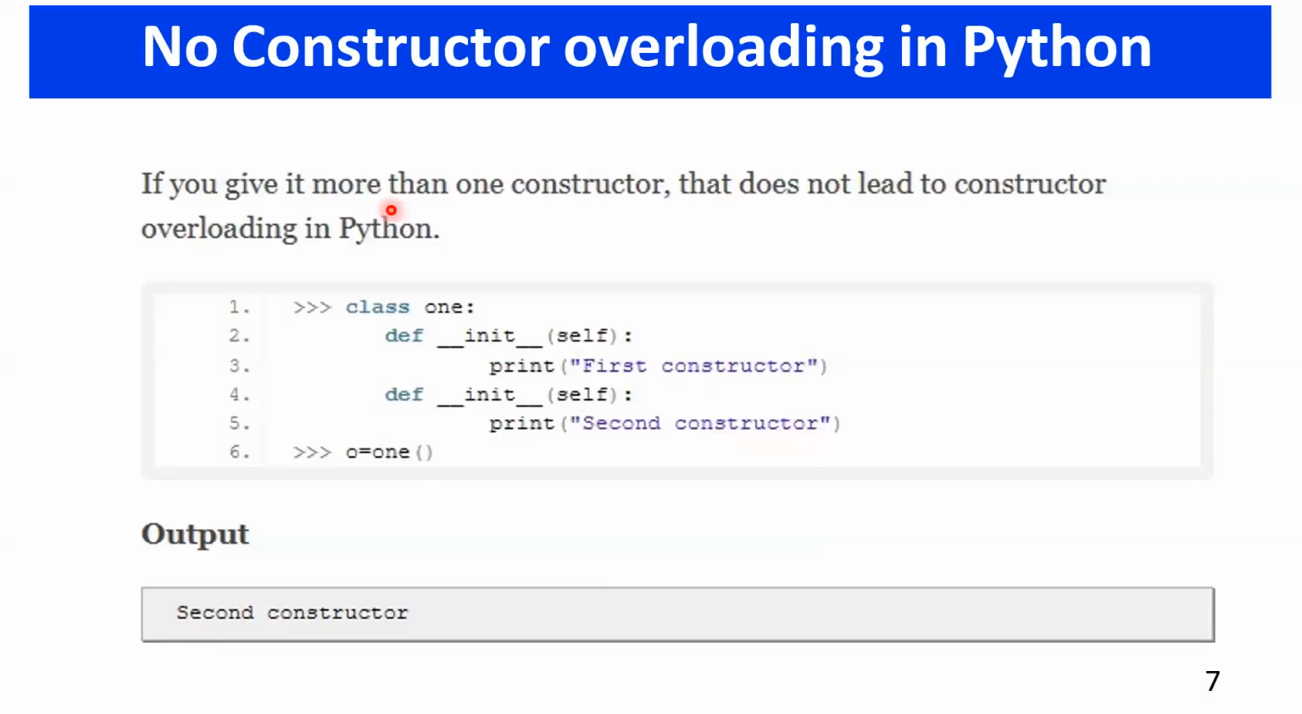So if you give more than one constructor, in such a case, Python will not be able to overload the constructor. Instead, the last constructor is called. We'll be discussing the meaning of overloading in the subsequent classes. For now, understand that whenever multiple constructors of the same type are defined within the class, Python is going to invoke the last constructor in the class.